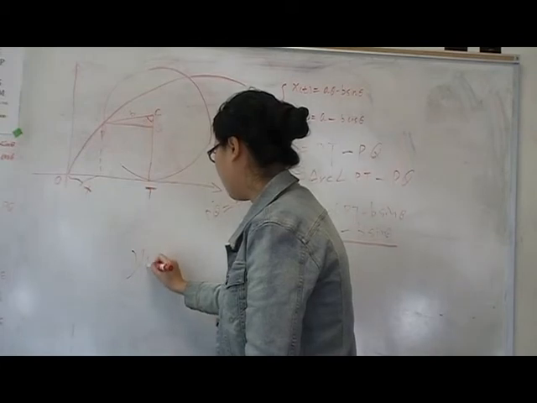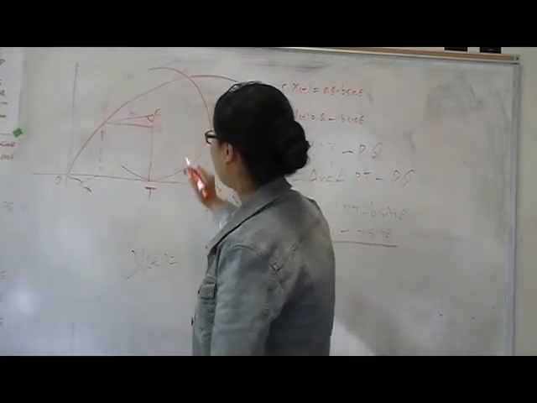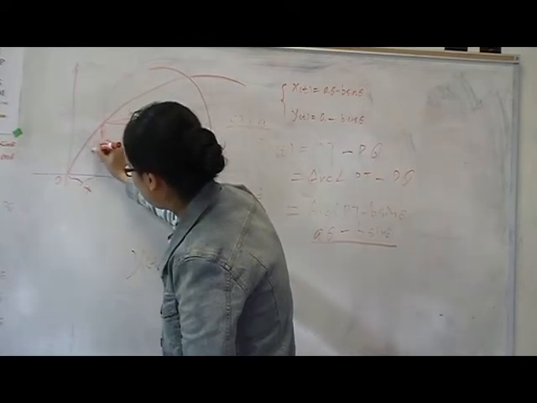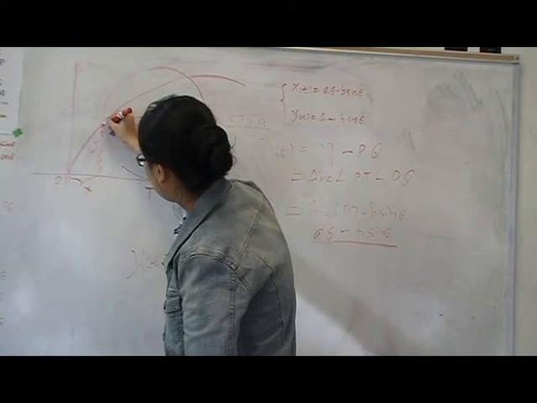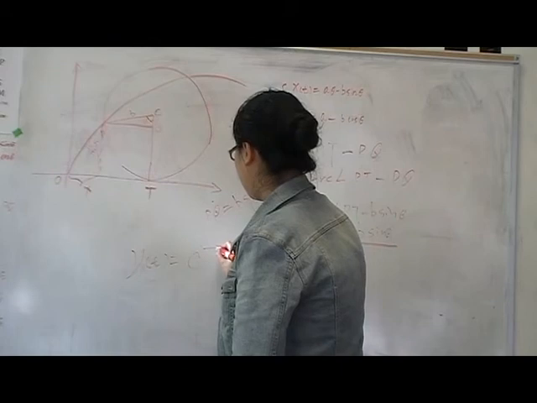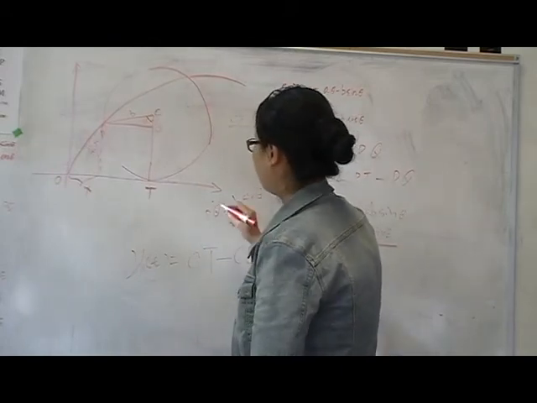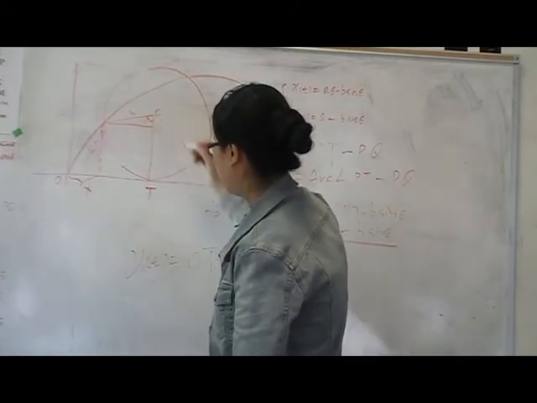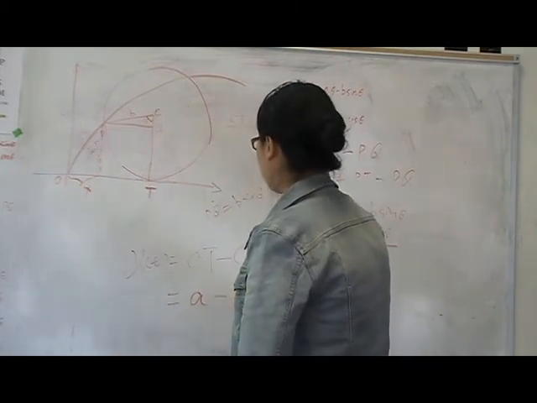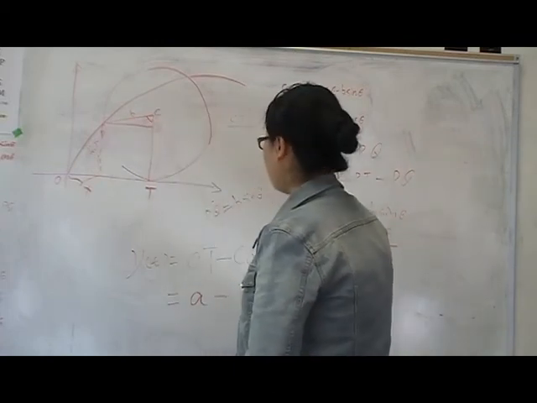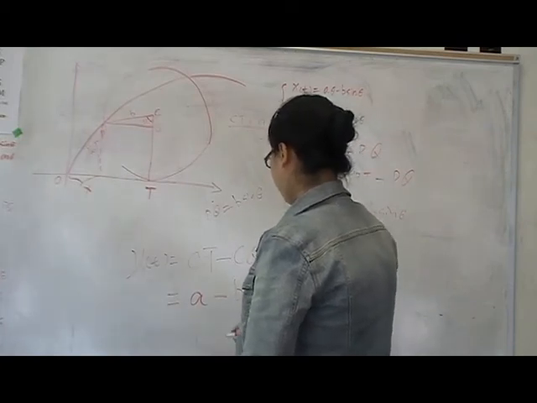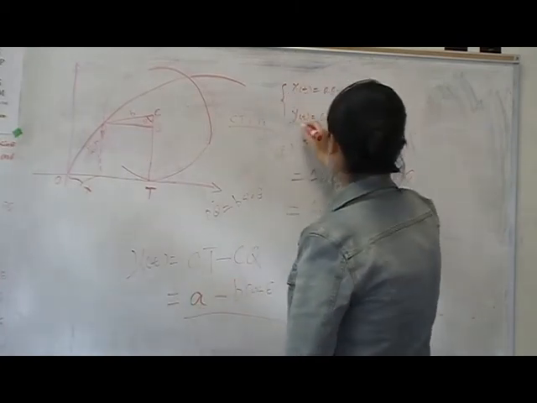Next, we're gonna prove y(t). y(t) in this case is this line, that's y(t). And that's CT minus CQ, right? CT minus CQ. And we got CT, that's A, right? And CQ in this triangle is B cosine theta. And we proved y(t).